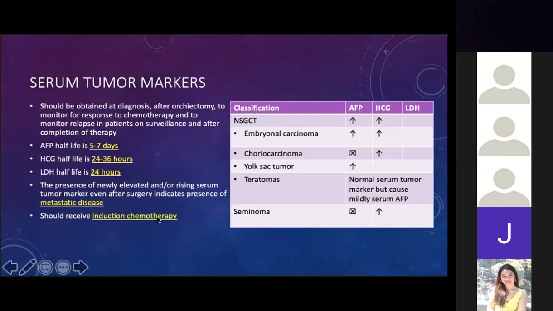So for your half-lives, take note of this. For AFP, half-life is 5 to 7 days, HCG half-life is 24 to 36 hours, and LDH half-life is 24 hours. And the presence of a newly elevated and or rising serum tumor marker, even after surgery, indicates the presence of metastatic disease and should receive induction chemotherapy.